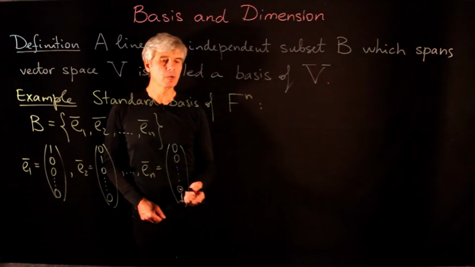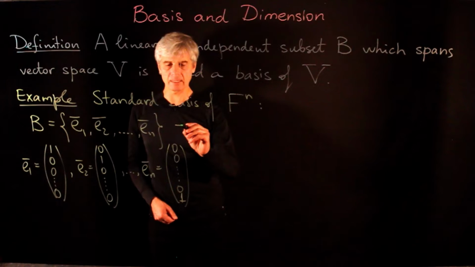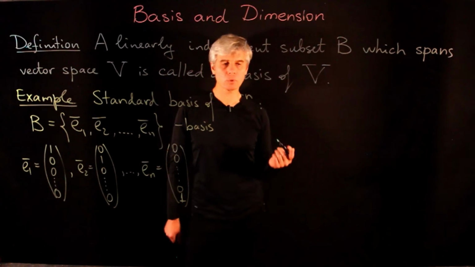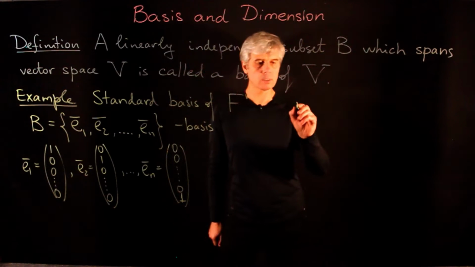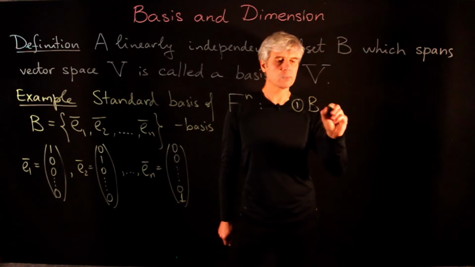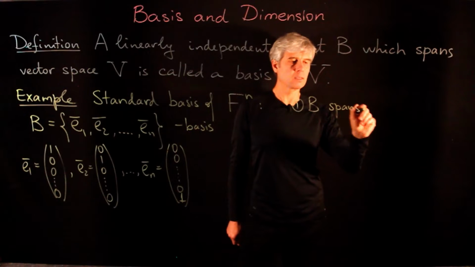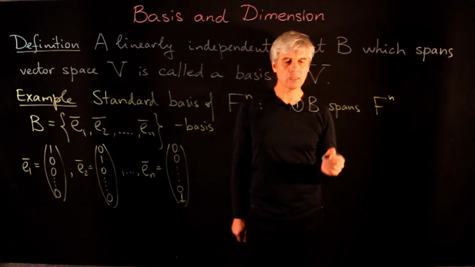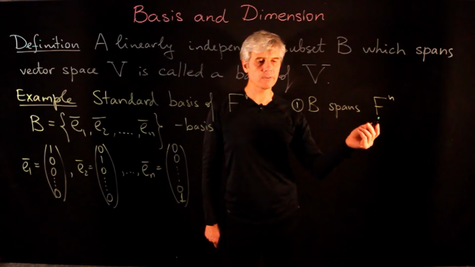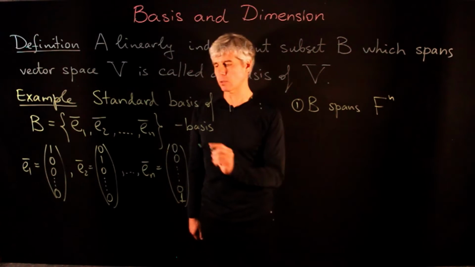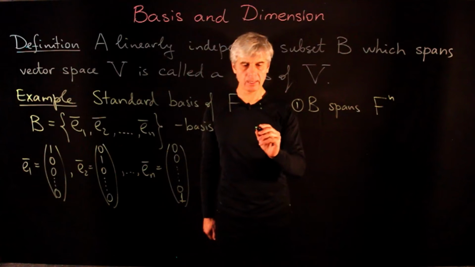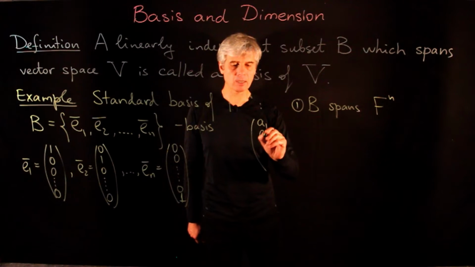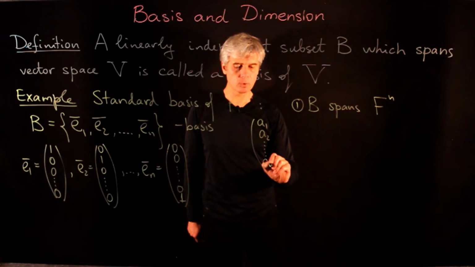Now, we claim that this is a basis. To show that this is a basis, we need to prove two things. First, that B spans Fn. What does it mean? This means that every vector from Fn is a linear combination of vectors from B. So let's take an arbitrary vector a1, a2, up to an.